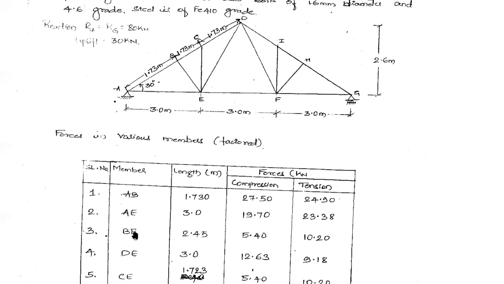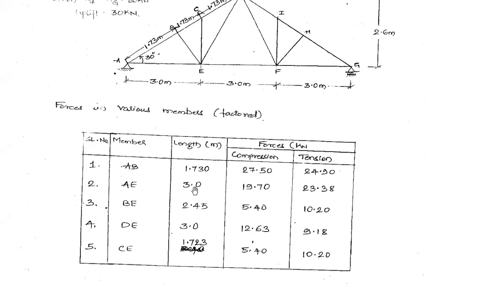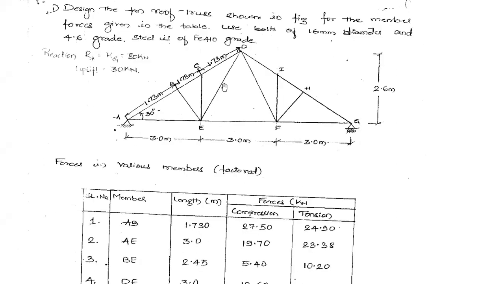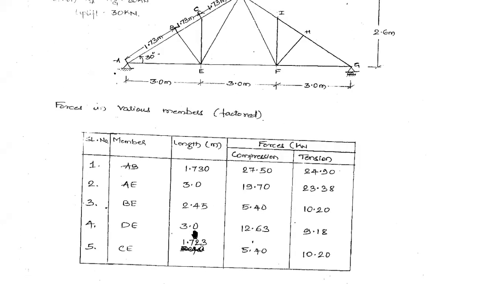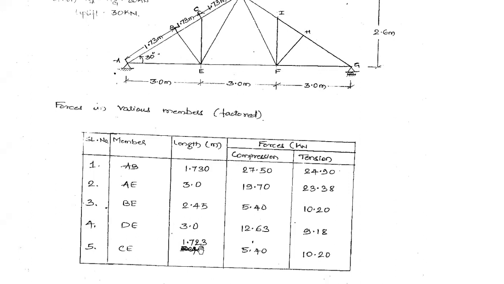AE, remember, it is 3 meters. BE, it is 2.45 meters, the length of this member B. And the DE member is 3 meters. Length of the member DE is given here as 3 meter. And for CE, it is given as 1.723 meter. So these are the lengths which have been given for these members of the truss.